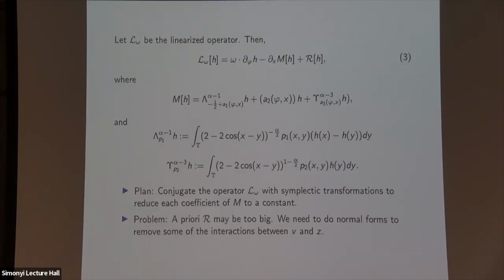A priori, the problem is that if we don't do anything, this may be too big, because there are certain interactions between the V's and the Z's that lead to terms that are just too big. So we need to first do a normal form to remove some of the interactions between the V's and the Z's that appear in the R. Okay, so that's step one, and I'm not going to detail it here.